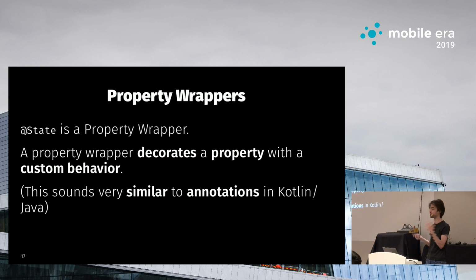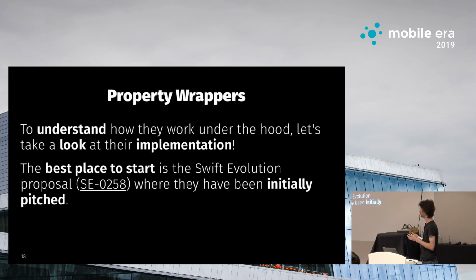So of course, there are lots of the patterns that they have in Kotlin and Java and Android that we're going to be able to use in our iOS code bases. So first, I want to begin by giving you some information about property wrappers, how they work, how they are implemented. And a good place to start to understand how they work is to actually look at the Swift evolution proposal.